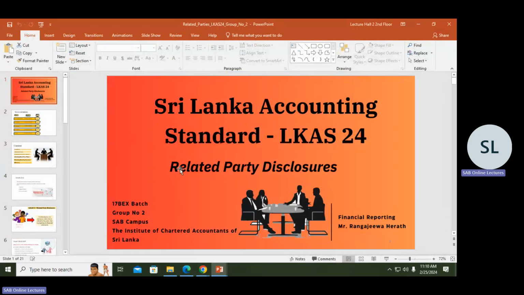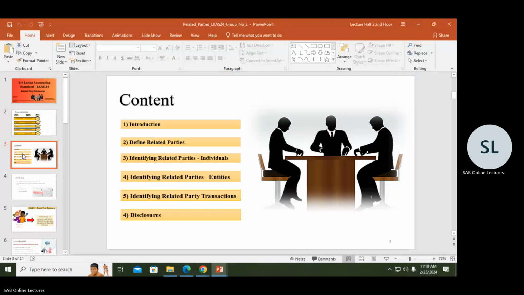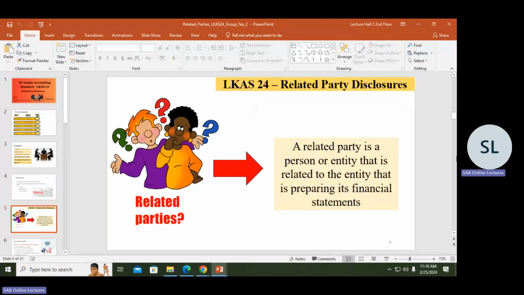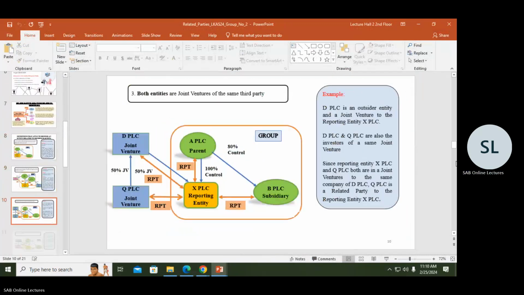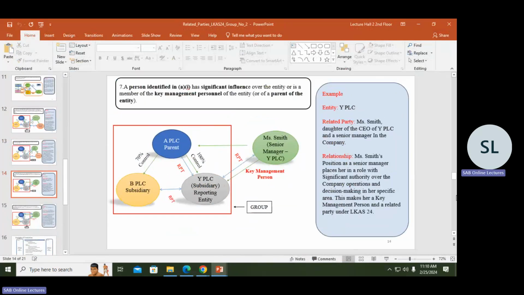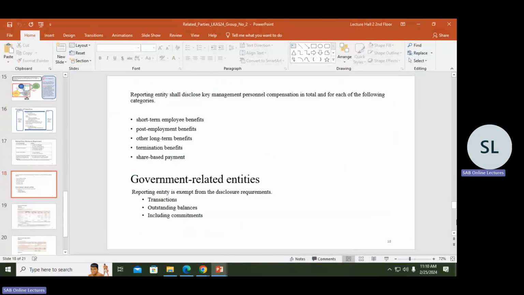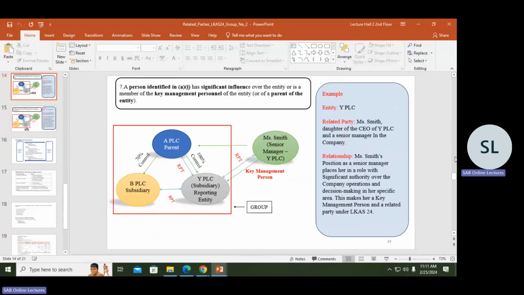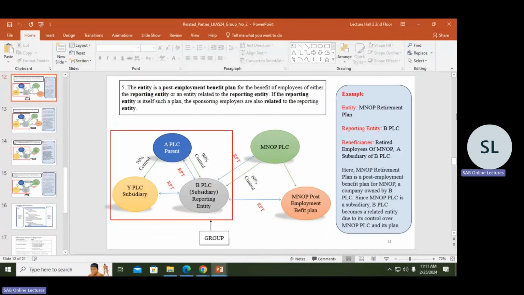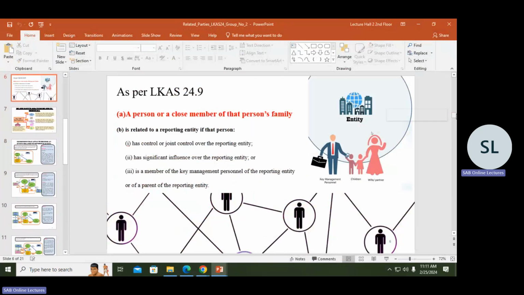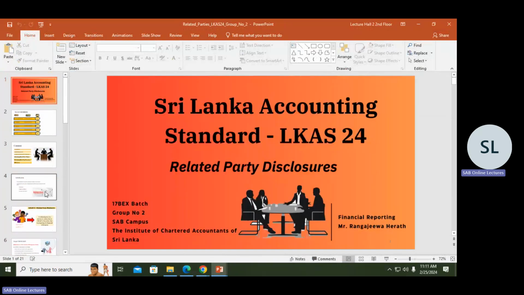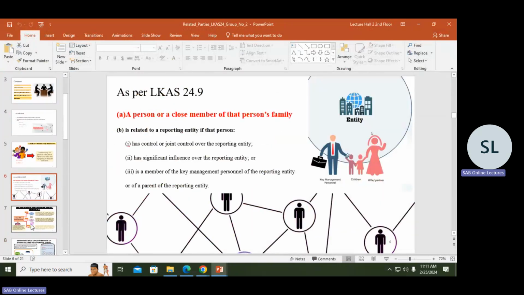Right. Then group number 2, the LKS 24 related party. Can I have group number 2, right? So again, slides are good, right? And you have covered basically the disclosure standard. The content coverage, okay, good. And presentation, you could have improved a little bit in some of these areas.